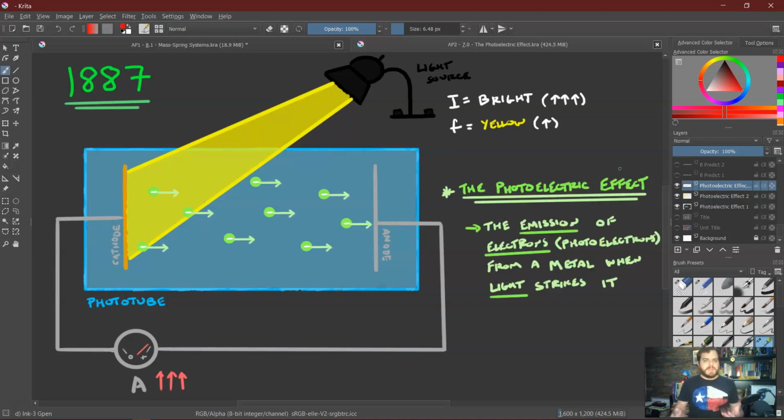But essentially this phenomenon is what is known as the photoelectric effect. Photo just essentially means light, and electric refers to the electrons in this generation of an electric current. So the photoelectric effect is the emission or the ejection of electrons from a metal when light strikes it. So they're being ejected from the cathode, and then they're going to the anode. And they're actually going in a bunch of different random directions, but we're just going to focus on the ones that make this direct path.